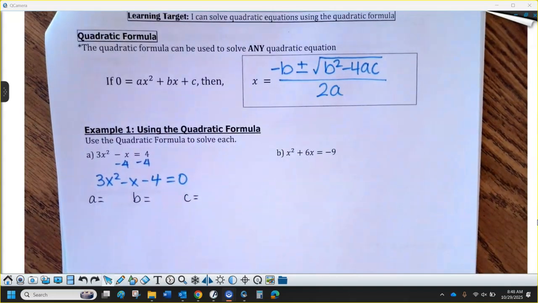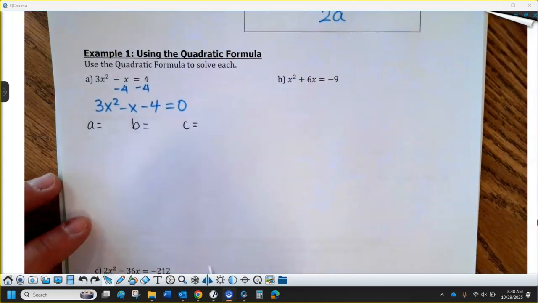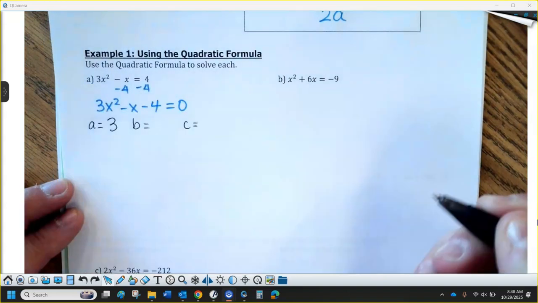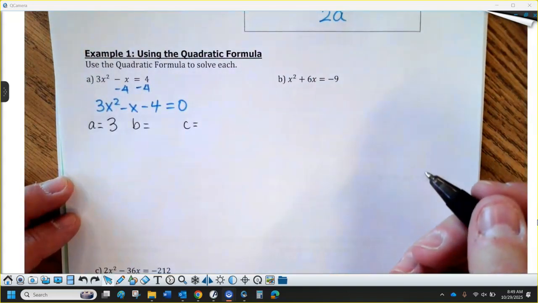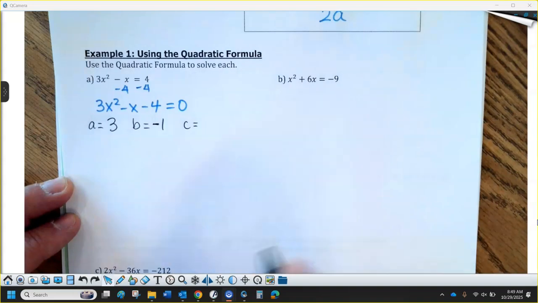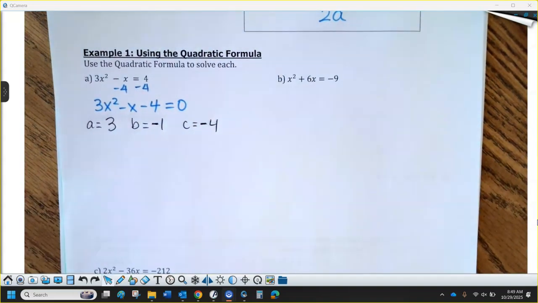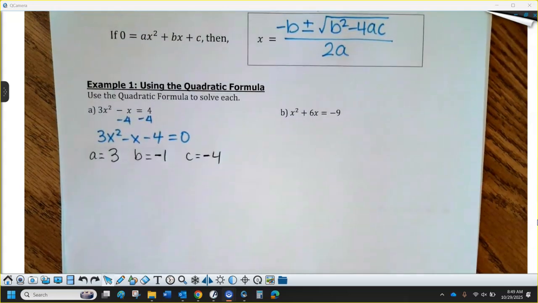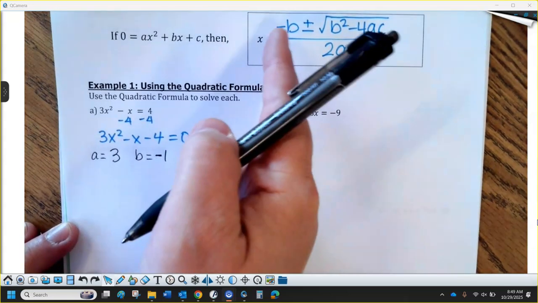So if you have to identify a, b, and c, what would you tell me that a is for this question? 3, right? All right, what would you tell me b is? -1. And what would you tell me c is? -4. Okay, perfect. Now, notice I don't have an x anywhere in there. You're not ever plugging a variable in. We're plugging these numbers in. And maybe I should pull that back down so we can actually see the formula on the screen there real quick.